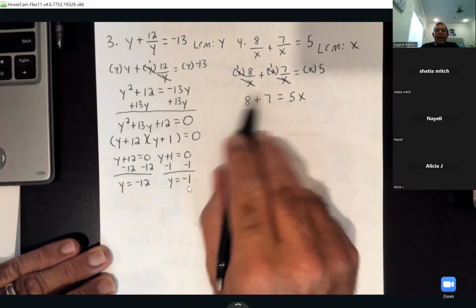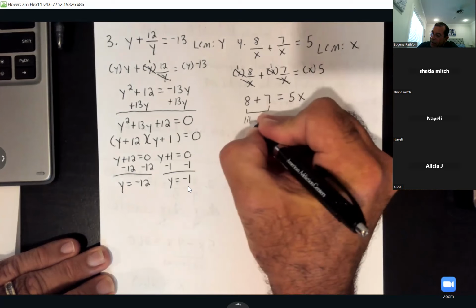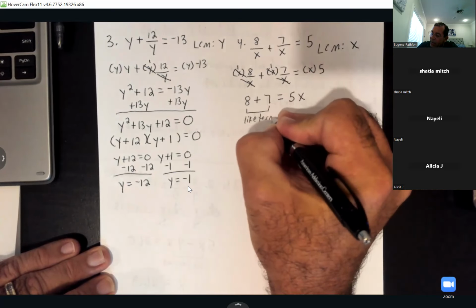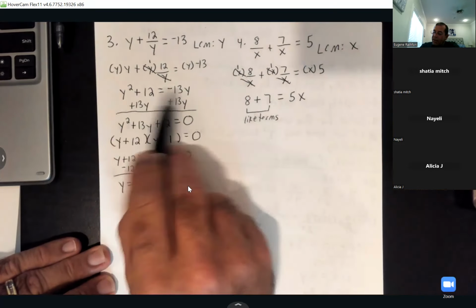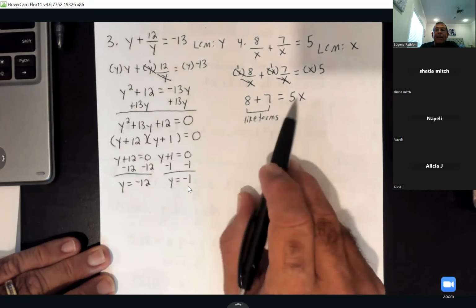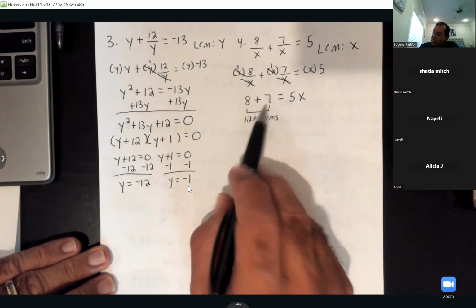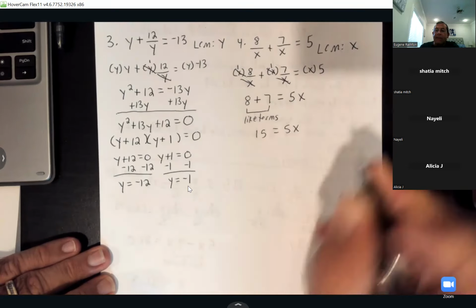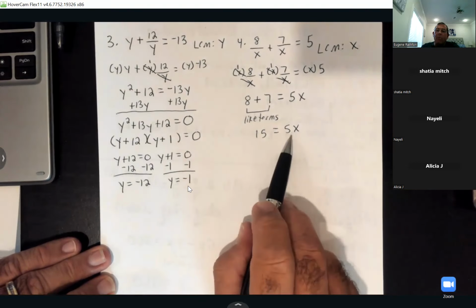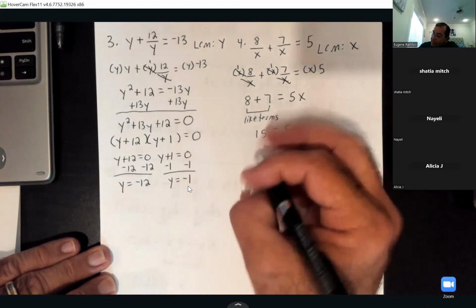All right, look over here. We got like terms. So we're going to add the like terms over here. And notice I don't have an x squared. I have an x. So I don't have to do all this zero stuff. All I got to do is solve this for the x, okay? So when we add the like terms, we get 15 equals 5x. Now remember, I want that to be a 1x. So I'm going to divide both sides by that 5.